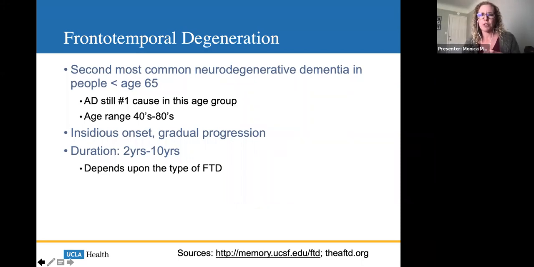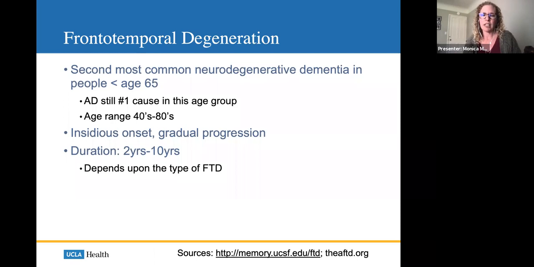Frontotemporal dementia is the second most common form of neurodegenerative dementia, where the brain cells actually die and the brain actually does get smaller, for people under the age of 65. So while you look at this, this is a different population. The symptoms are very different with FTD.